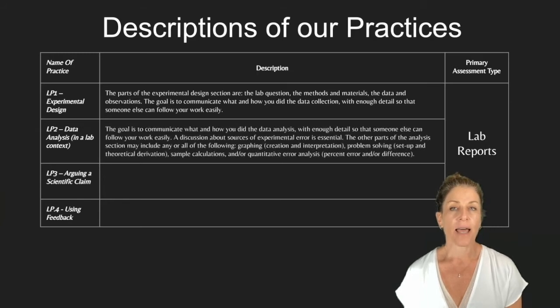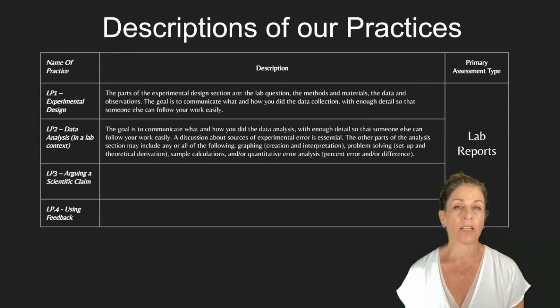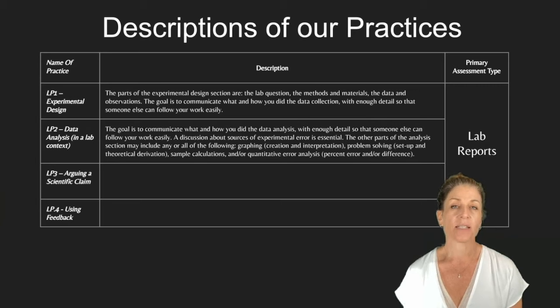Data analysis in a lab context has a goal of communicating what and how you did the data analysis with enough detail so that someone else can follow your work easily. A discussion about sources of experimental error is essential. The other parts of the analysis section may include any or all of the following: graphing, problem solving, sample calculations, and/or quantitative error analysis, all of which I will teach you how to do.